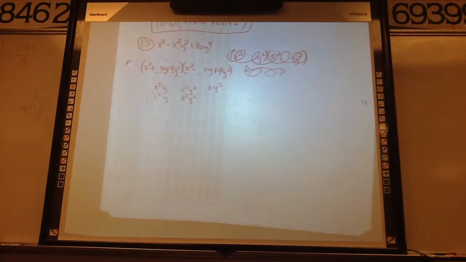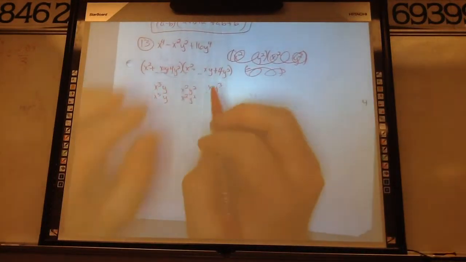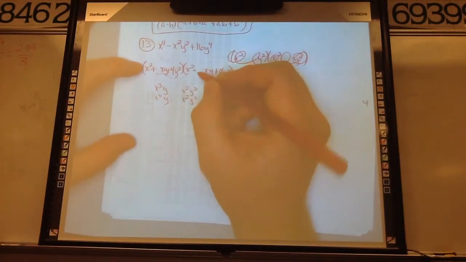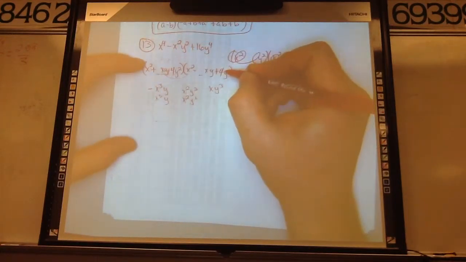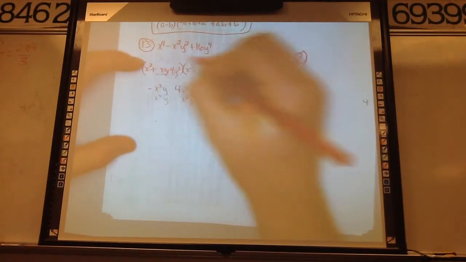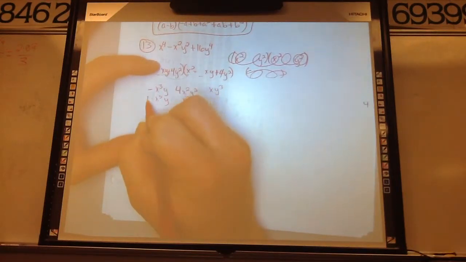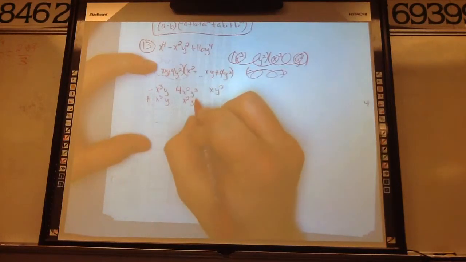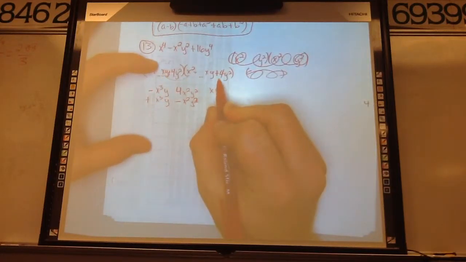Then I just went through and figured out all the coefficients for these. I'd have x to the fourth. Cool, I don't need to mess with that. I would have negative x to the third y. And then I would have 4x squared y squared, multiplying out the first ones. Then I would have x to the third y positive. That's good, so those are going to go away. And then I would have negative x squared y squared. And then I would have 4xy to the third.